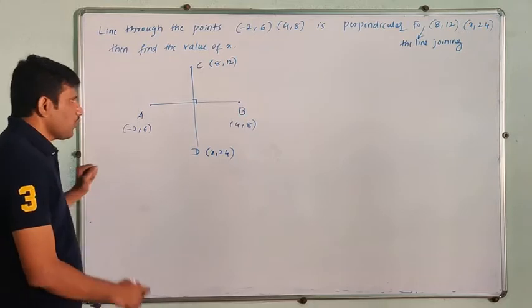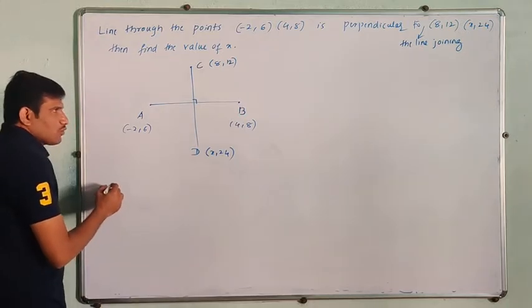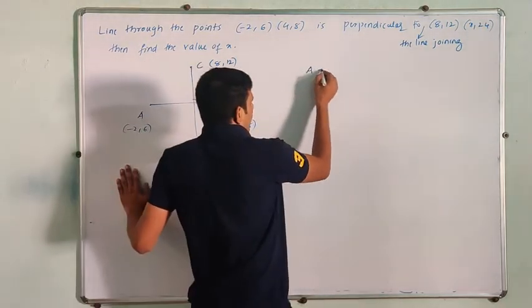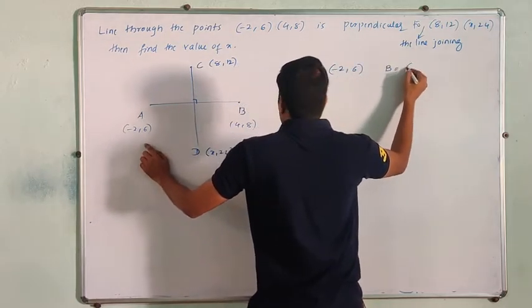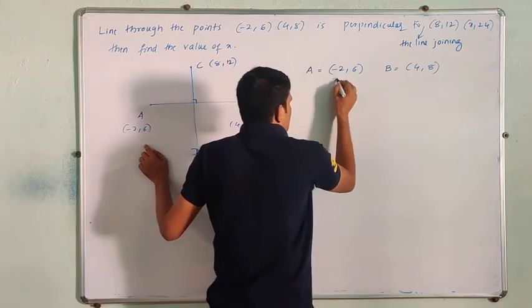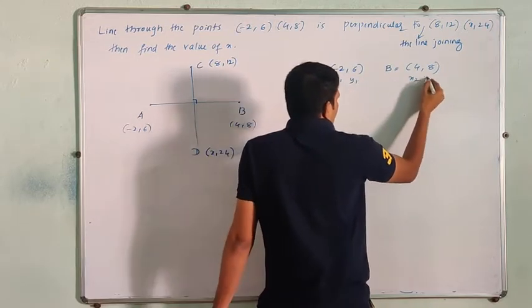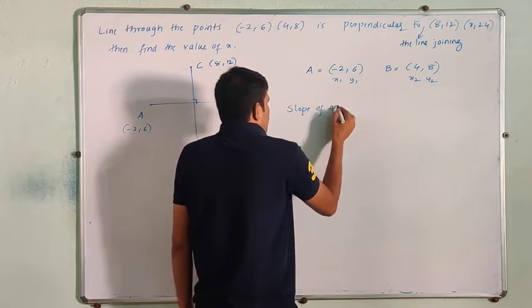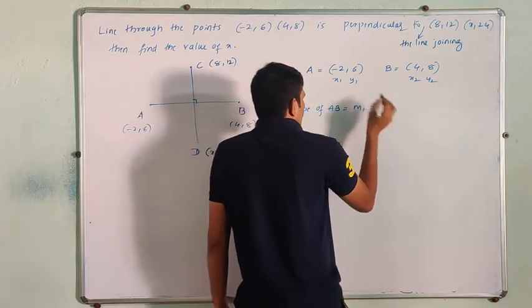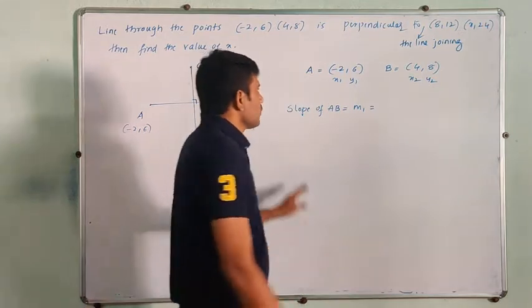So first I will find the slope of AB. See students, the coordinates of A are (-2, 6) and the coordinates of B are (4, 8). So this is x1, y1, and this is x2, y2. So find the slope of AB. Let us say that is m1.